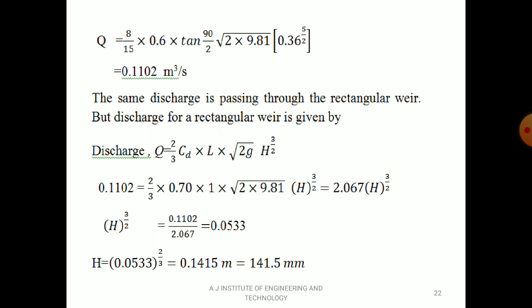Just take the root, that is 2 by 3, because you have to consider 3 by 2, similar to the previous problem. h equal to 0.0533 to the power 2 by 3. So that is equal to 0.1415 meter. So that is equal to 141.5 millimeter. It is left to you. Again, I am repeating here, you can write in terms of meter.